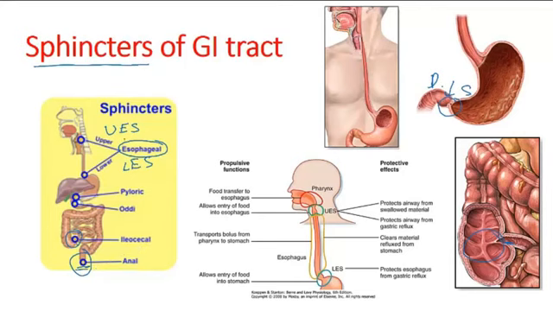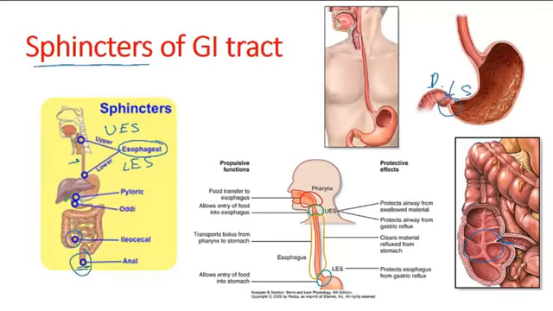The upper esophageal sphincter prevents air from entering into the esophagus. The lower esophageal sphincter prevents acid reflux, which can go from the stomach to the esophagus and cause damage to the esophagus, or acidity is the prime problem with this acid reflux. The pyloric sphincter regulates the passage of chyme from the stomach into the duodenum. The ileocecal valve controls and regulates the passage of chyme from the ileum to the large intestine.